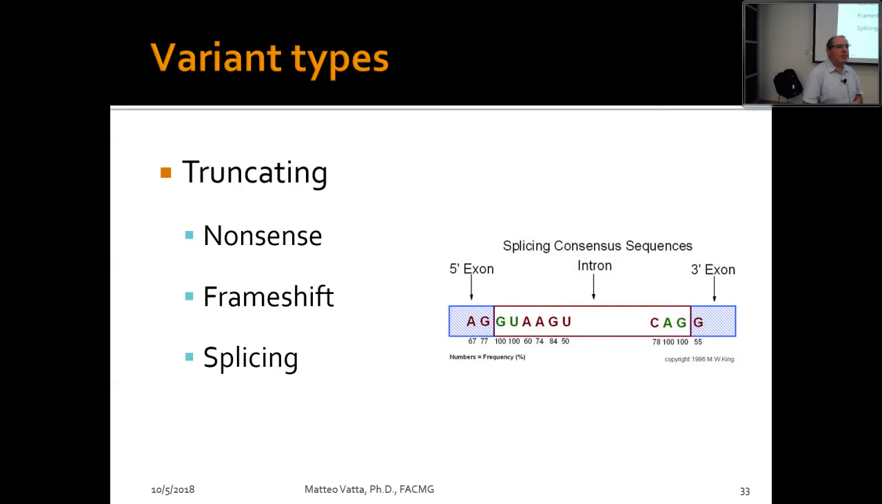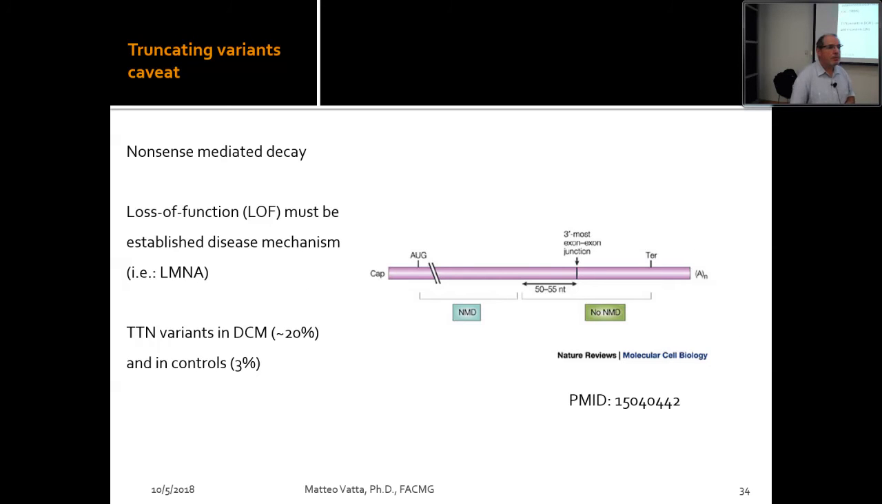So, variant types. There are many types of variants that can be detected. The most dramatic forms are so-called truncating variants: nonsense variants, frame shift or splicing variants. For splicing variants, obviously, they are affecting the invariant positions in the intron, so the plus or minus 1 and 2. But there are some, of course, caveats.